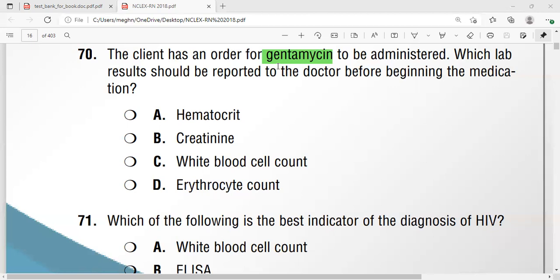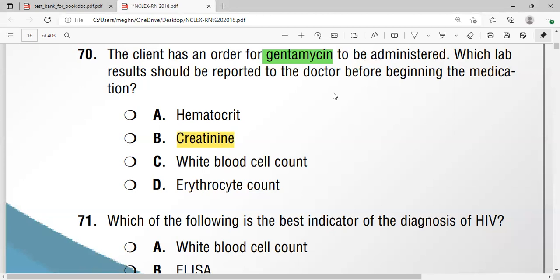So gentamicin is an antibiotic. Gentamicin is an aminoglycoside antibiotic. These drugs are toxic to the auditory system or auditory nerve, and this medication is toxic to your kidney. This is the reason we have to check the creatinine level. And this is the answer. Let me recap it.